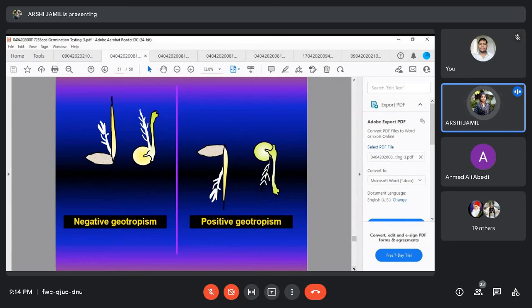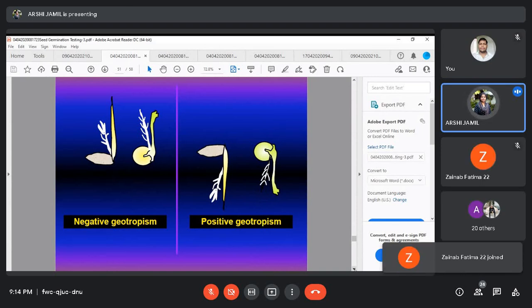The seedlings are showing negative geotropism, that is, the roots are going away from the ground. The developing roots are going away from the ground, while you may see positive geotropism, where the shoot is going towards the ground.